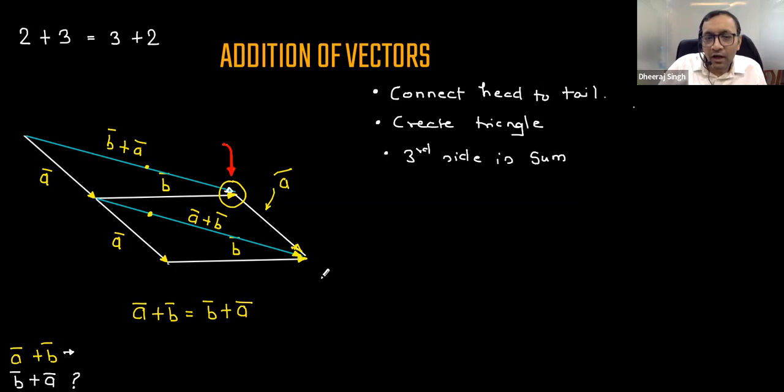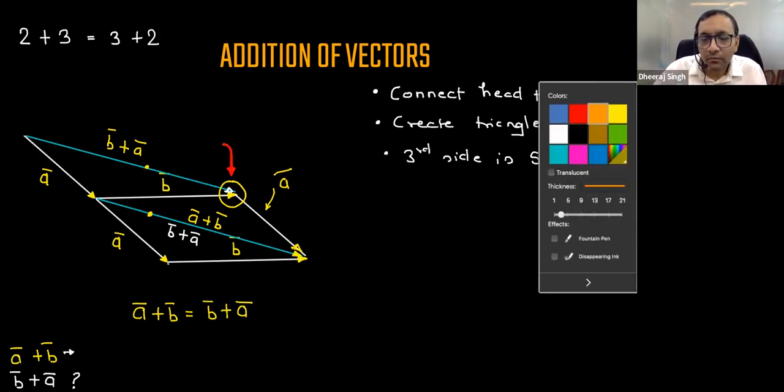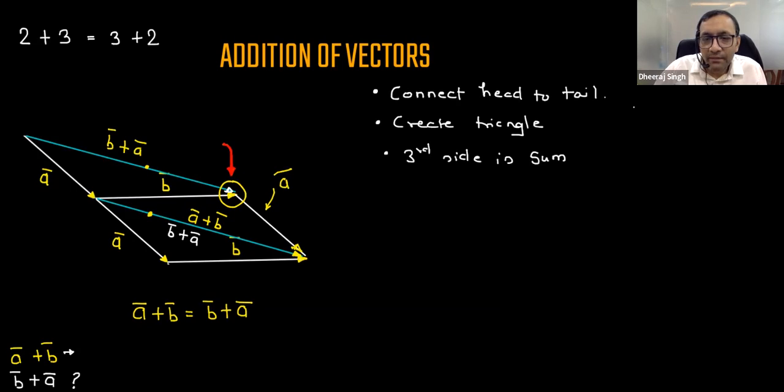So you get a parallelogram. So parallelogram, this is A plus B and this is also B plus A. Like that also you can say. Got it? I hope things are making sense. Anybody has any doubts? Shall we take more examples? Let's take more examples.